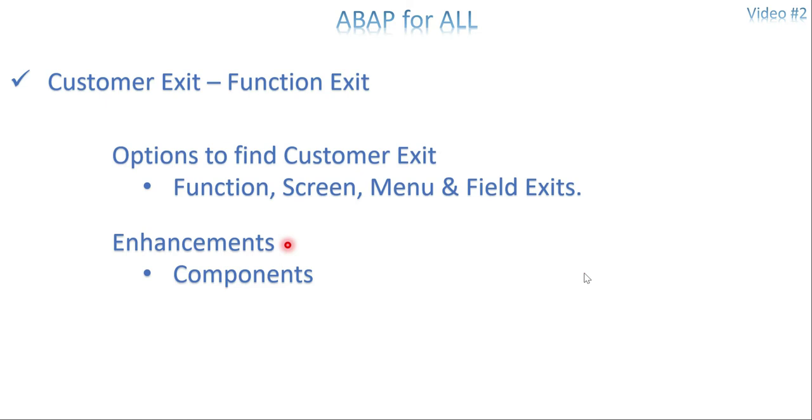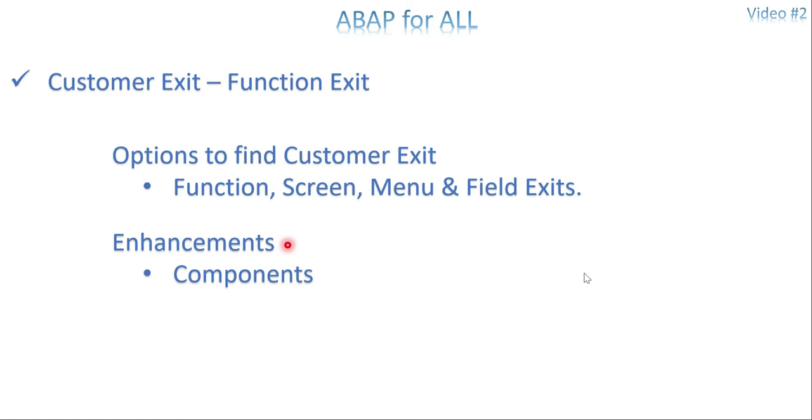So you need to find an enhancement first, and the enhancement might have a function exit plus screen plus menu plus field, or it might have only a function exit, or only a field exit, or only function plus screen exit, or function plus menu exit. Okay, it depends. So all enhancements don't require all four exits. It is not at all needed.